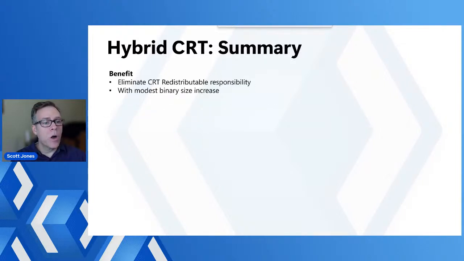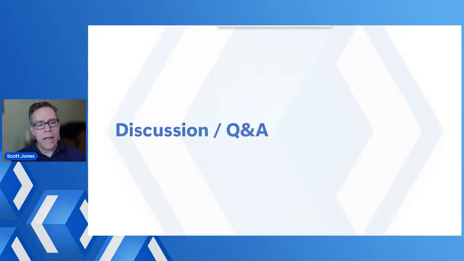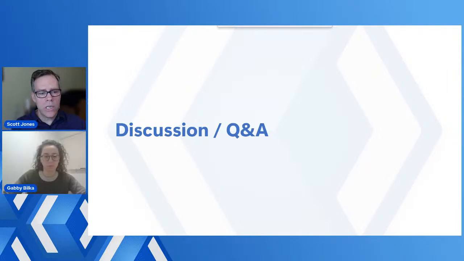At this point, let me just wrap up with a summary. So the benefit is that we're eliminating the redistributable responsibility with a modest binary size increase. We started by doing this internally so that unpackaged and C# apps would benefit, but we found that other folks are finding benefit with this as well, C++ apps. And there's the simplified URL. And with that, I will hand it back over to Gabby for questions and answers.